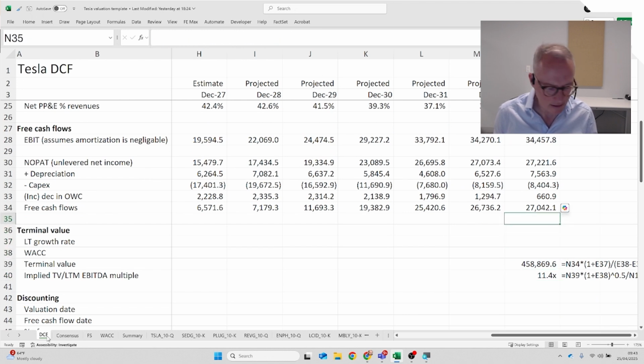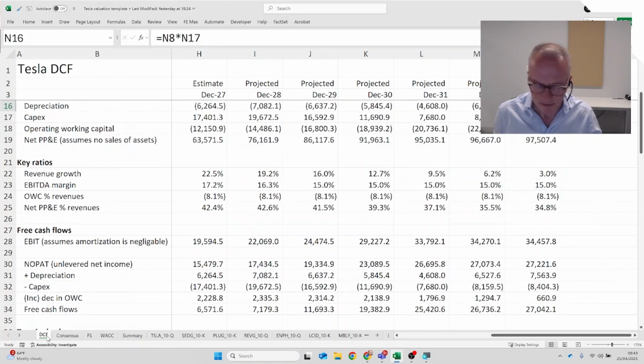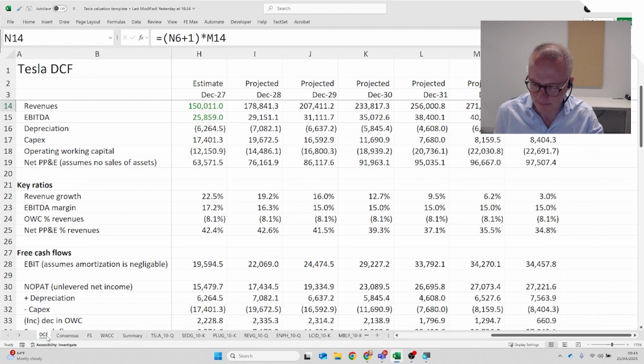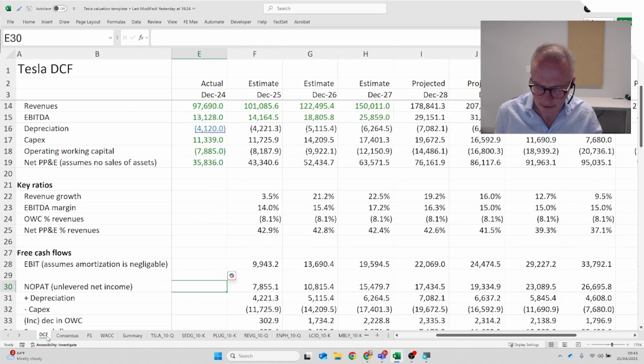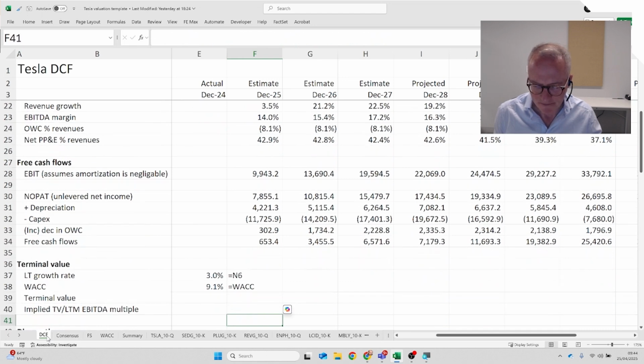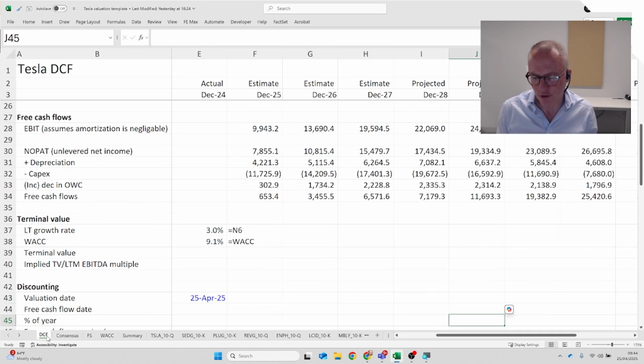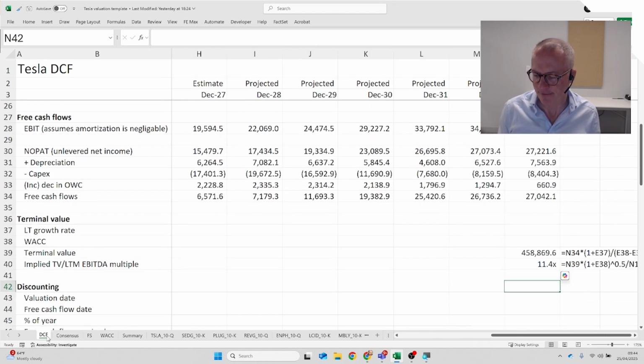Okay, so we've got our little forecast here of our EBIT and our NOPAT. Let me just double check these numbers. This all looks pretty good. Let me just double check I have done everything. So that is, yeah, 785. Yeah, that's all good.